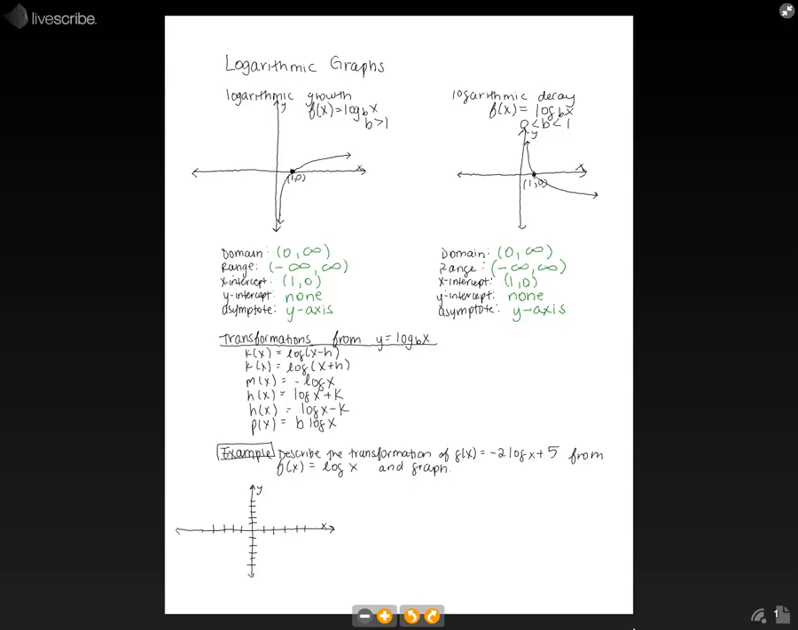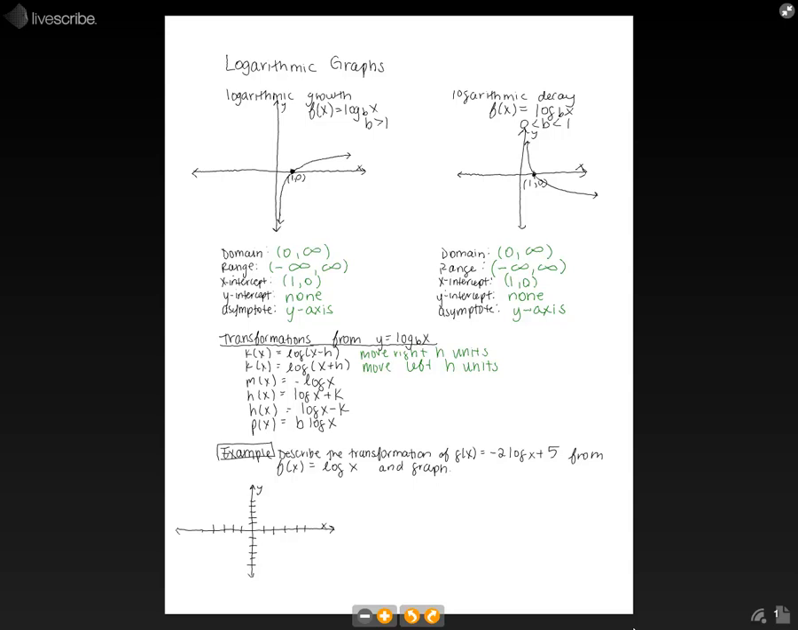So now we can have transformations of our y equals log base b of x. One possible transformation is k of x equals log of (x minus h). So in this case, you would move right h units. And if in parentheses you had x plus h, you would do the opposite and move left h units.